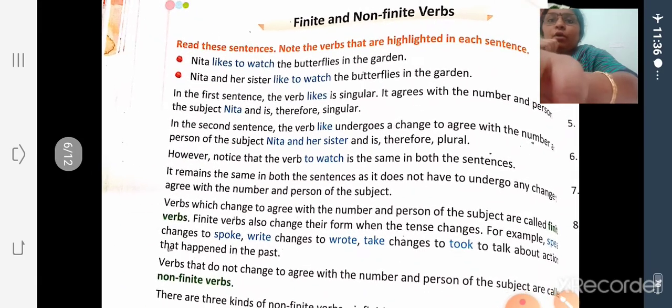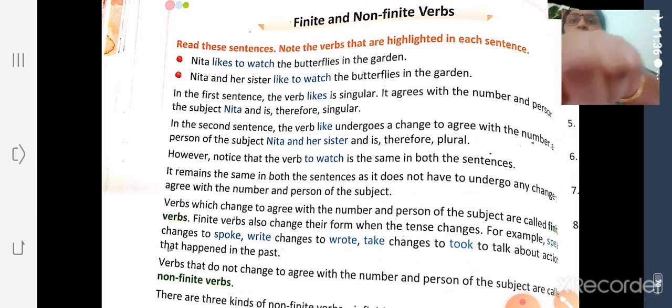Now one more topic in this lesson: finite and non-finite verbs. Verbs are of two types: finite verbs and non-finite verbs.